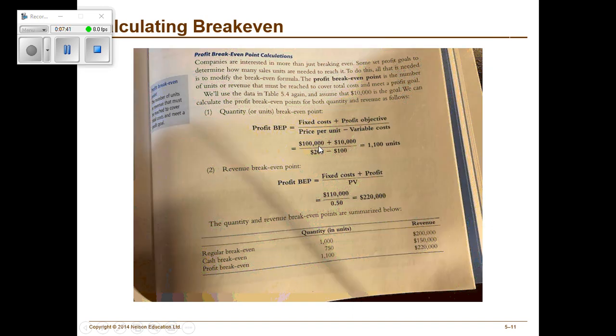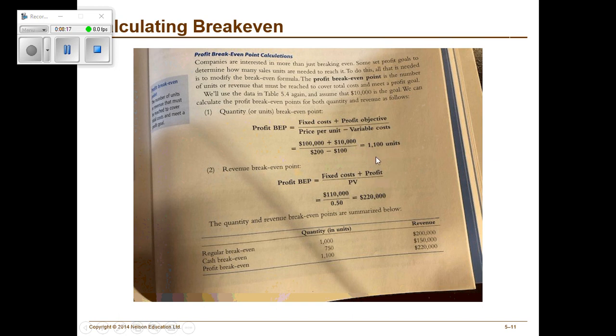Okay, so we knew our fixed costs were 100,000, and if we wanted to have a profit of 10,000, then 100,000 plus our 10,000 divided by our contribution margin, which is $100. That's 200 minus the 100, your selling price minus your variable cost, which gives you your contribution of $100. So 100,000 plus 10,000 divided by $100 gives you 1,100 units.